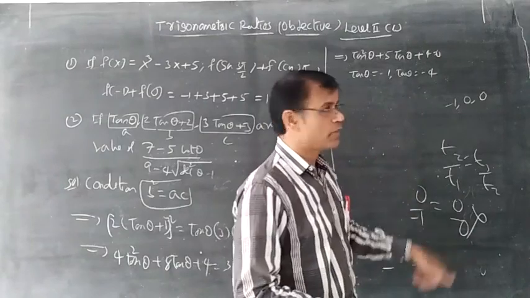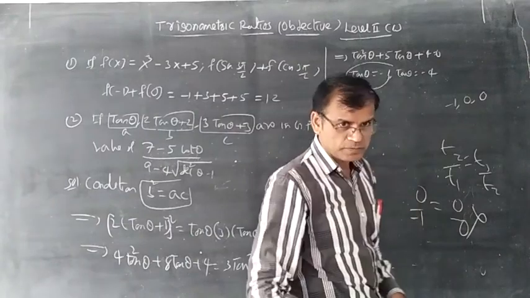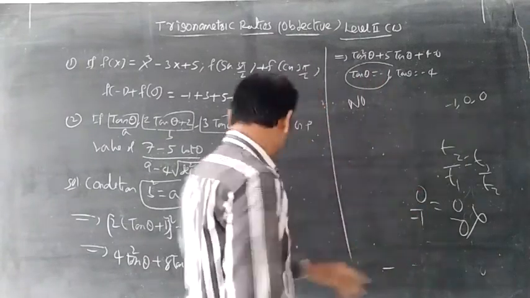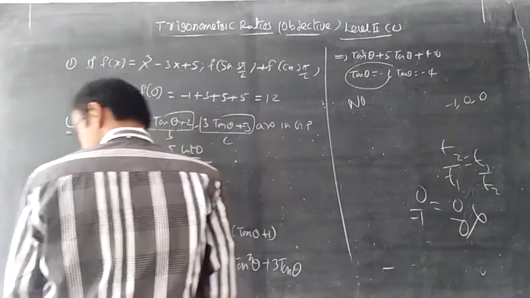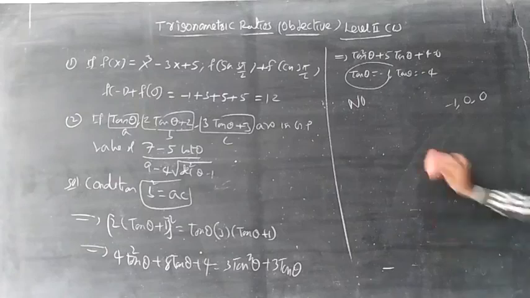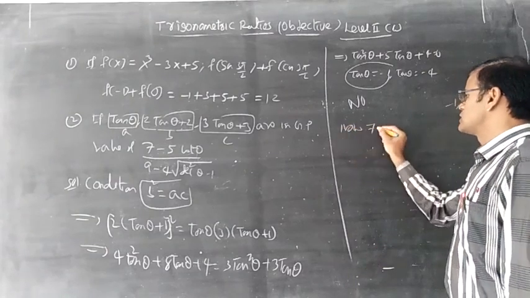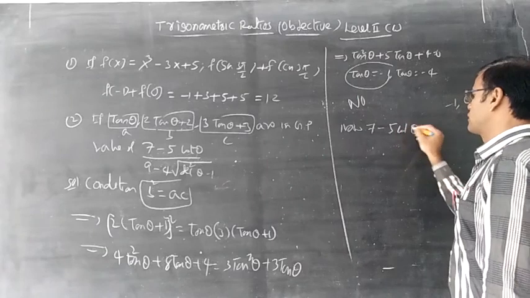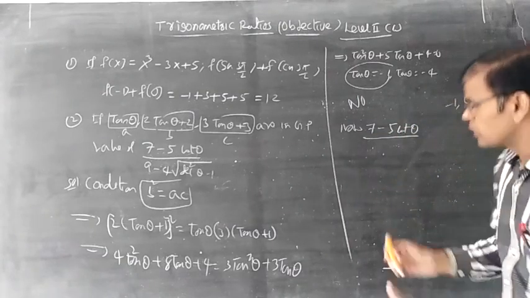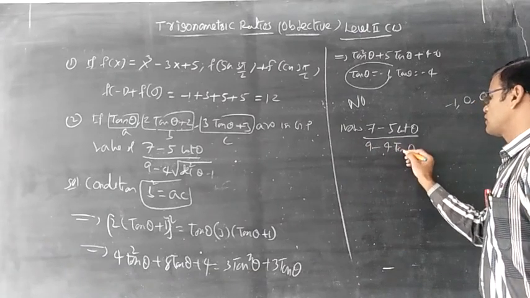So what is happening? Tan theta equal to -1, you should not take. Tan theta equal to -4 only. You have to calculate and apply. Tan theta is equal to -4. Now 7 minus 5 cot theta by 9 minus 4 into tan theta.